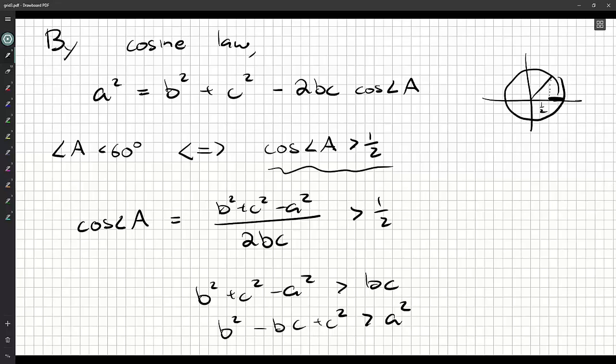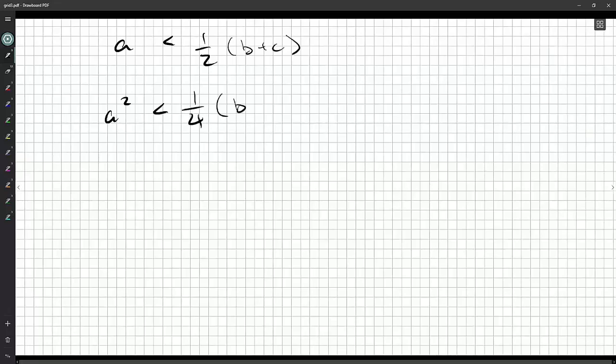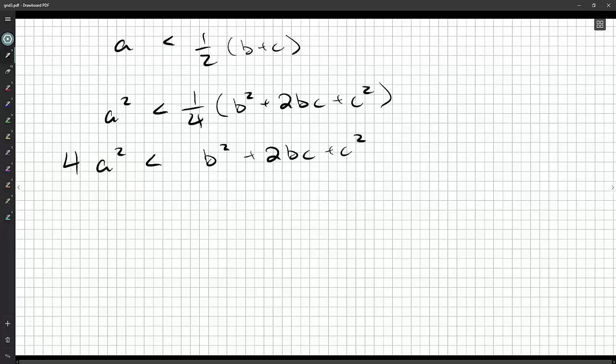I'm starting to get close to something, I think. Now, we are told A is less than a half of B plus C. So if I wanted to talk about A squared, I'd have it be less than 1/4 of B squared plus 2BC plus C squared. So, might say 4A squared is less than B squared plus 2BC plus C squared. A squared is certainly less than that, but what in the world can we do about a B squared?